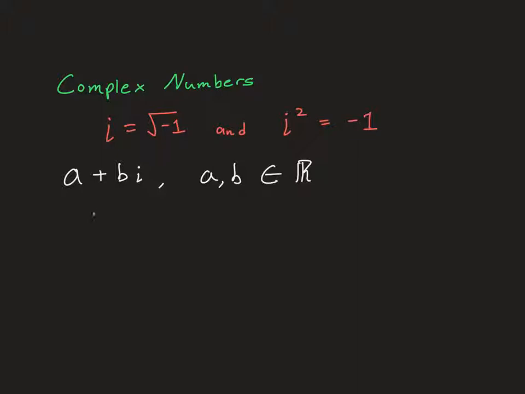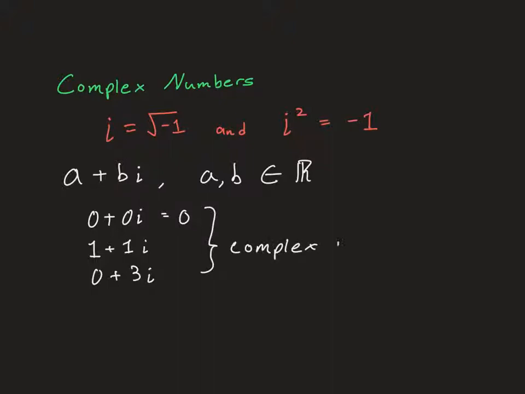So some examples are 0 plus 0i, and that's just 0. But there's also like 1 plus 1i, and even 0 plus 3i. So these are all called complex numbers. Even a number like 3 is also a complex number because b is just 0 and a is 3. So a complex number is any combination of real numbers and multiples of the imaginary number i.